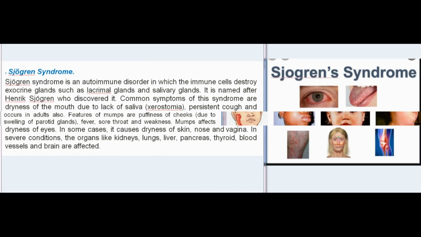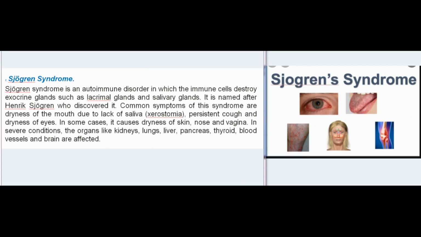Sjogren syndrome. Sjogren syndrome is an autoimmune disorder in which the immune cells destroy exocrine glands such as lacrimal glands and salivary glands. It is named after Henrik Sjogren, who discovered it. Common symptoms of this syndrome are dryness of the mouth due to lack of saliva, xerostomia, persistent cough, and dryness of eyes. In some cases, it causes dryness of skin, nose, and vagina. In severe conditions, the organs like kidneys, lungs, liver, pancreas, thyroid, blood vessels, and brain are affected.